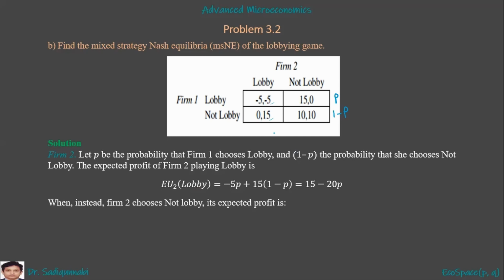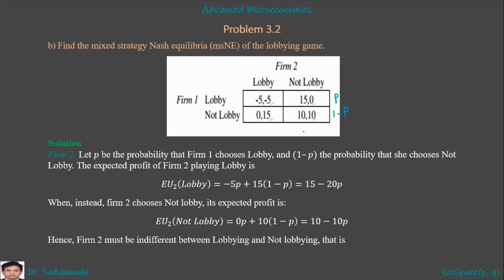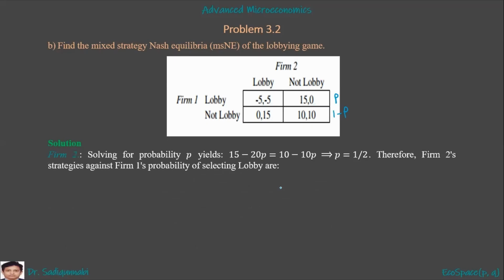And when firm 2 chooses not to lobby, its expected profit will be 0P plus 10 times (1 minus P). So firm 2 must be indifferent between lobbying and not lobbying. Solving for P yields P equals half. Therefore, firm 2's best strategy against firm 1's probability P of selecting lobby: indifferent when P equals half, lobby when P is less than half, and not lobby when P is greater than half.